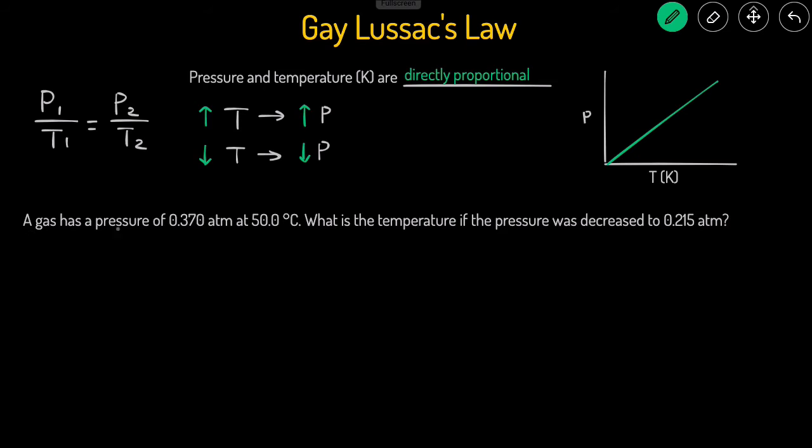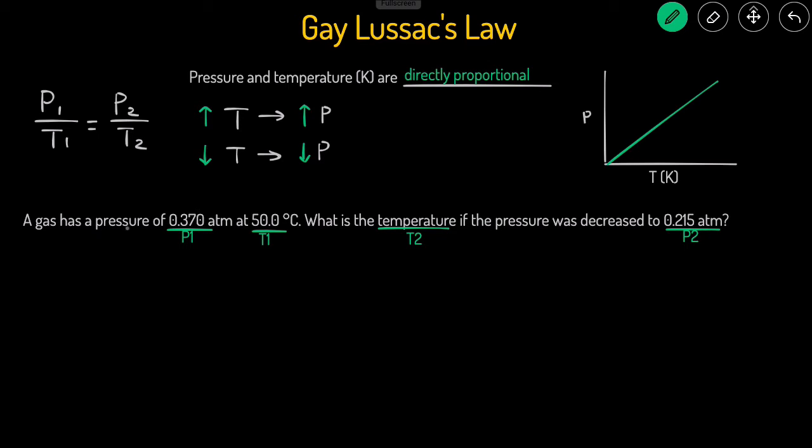Next question. A gas has a pressure of 0.37 atm at 50 degrees Celsius. What is the temperature if the pressure was decreased to 0.215 atm? So again, we're dealing with a pressure and temperature type of problem. So this is using Gay-Lussac's equation. This is the original pressure, P1. This is the original temperature. And then we're asked for the final temperature, and we're given the final pressure.